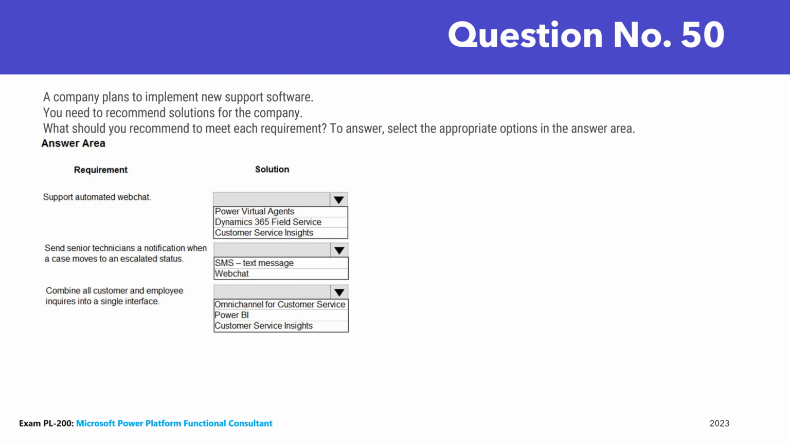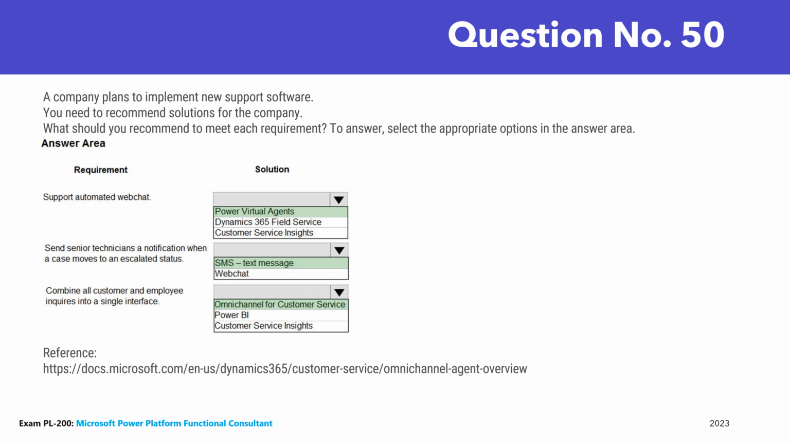A company plans to implement new support software. You need to recommend solutions for the company. What should you recommend to meet each requirement? To answer, select the appropriate options in the answer area. Requirement: support automated web chat. Solution: Power Virtual Agents. Requirement: send senior technicians a notification when a case moves to an escalated status. Solution: SMS, text message.